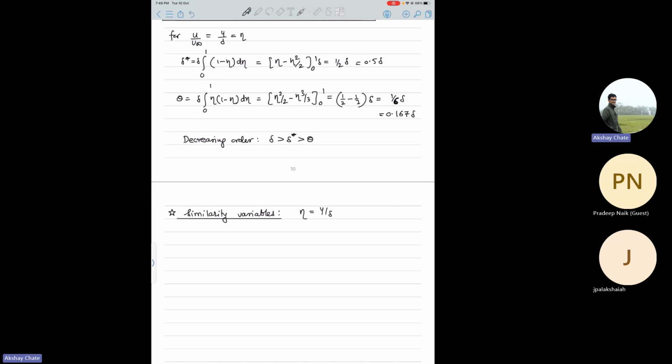Then they change every equation in terms of this parameter. I will just show you the form of equation. The calculations are not important for this course, but you should at least know what it is.